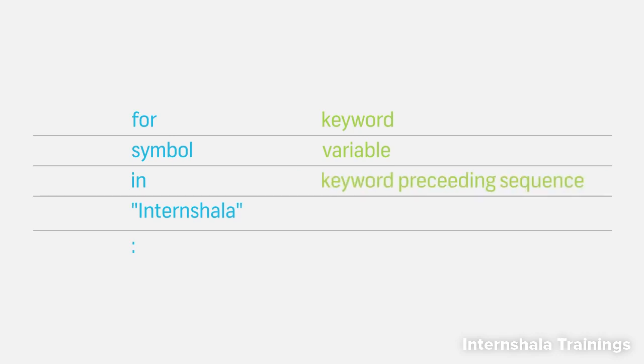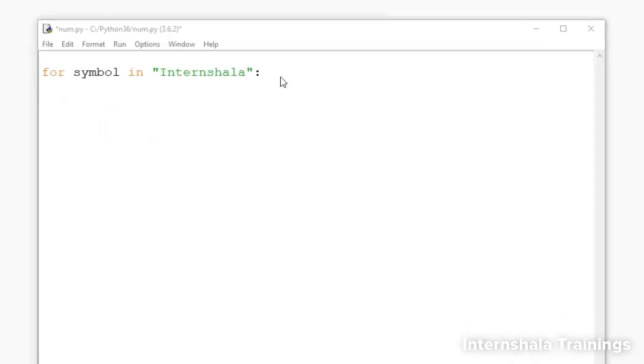The third part is the keyword in. The fourth part is the sequence. In the example you see, this is the string internshala. Finally, the statement is ended with a colon. Below the for statement, the statements that need to be repeatedly executed are indented. This forms the body of the for loop.